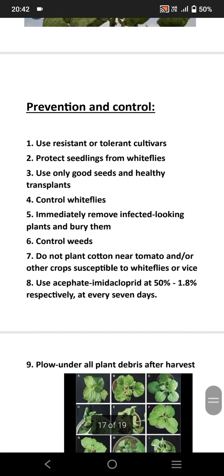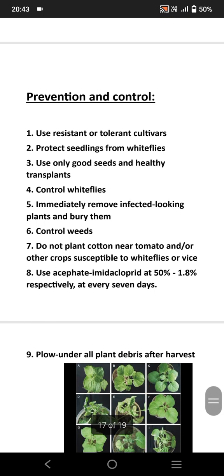Now, the last topic of my presentation is prevention and control of cotton leaf curl virus. Number 1. Use resistant or tolerant cultivars. Number 2. Protect seedlings from whiteflies. Number 3. Use only good seeds and healthy transplants. Number 4. Control whiteflies. Number 5. Immediately remove infected looking plants and bury them. Number 6. Control weeds.